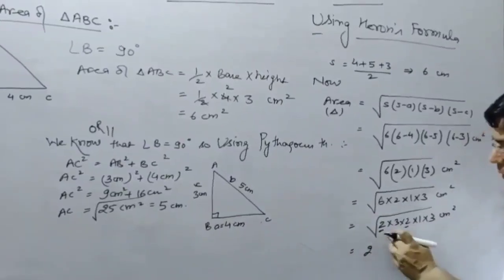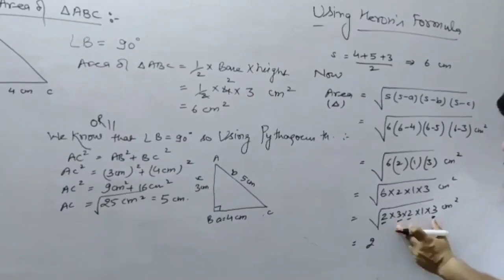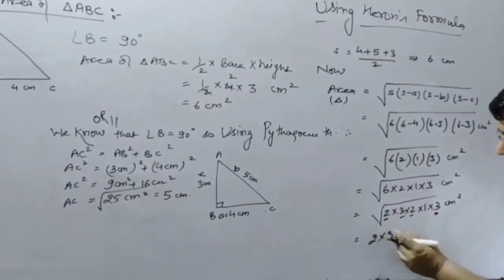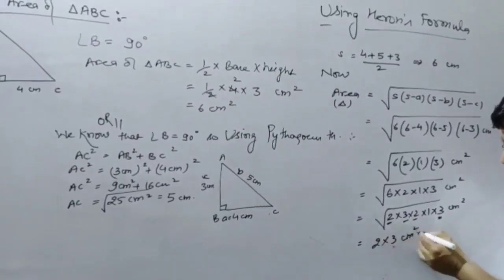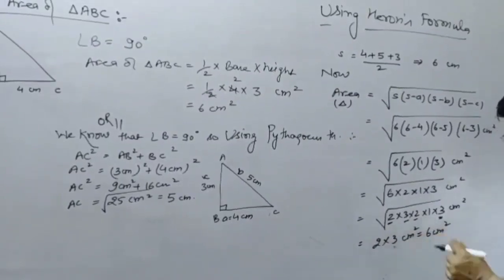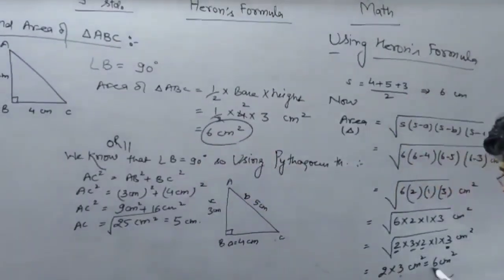So it comes, 2 outside of the square root, and 2 पेयर, यहाँ पे एक सिंगल पेयर है, 2 पेयर में से एक 3 बाहर आएगा. That means आपके पास होगा 2 into 3 centimeter square or 6 centimeter square. Now you will get the same answer, this one and this one.